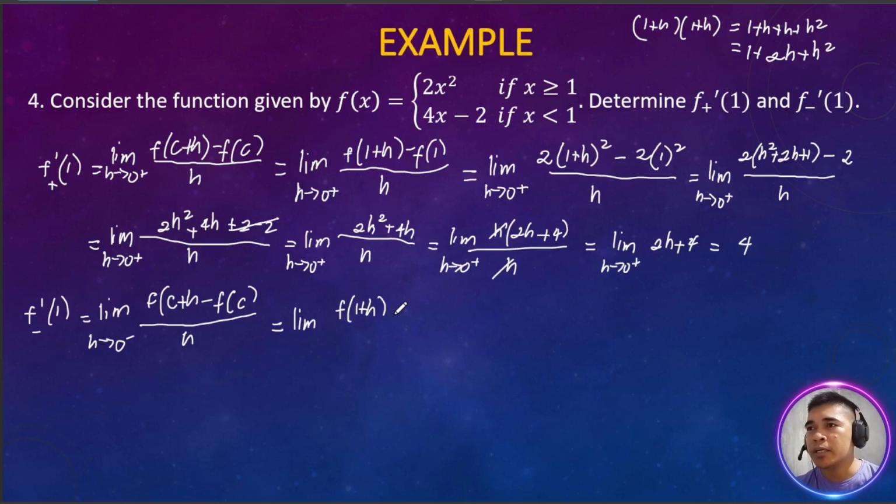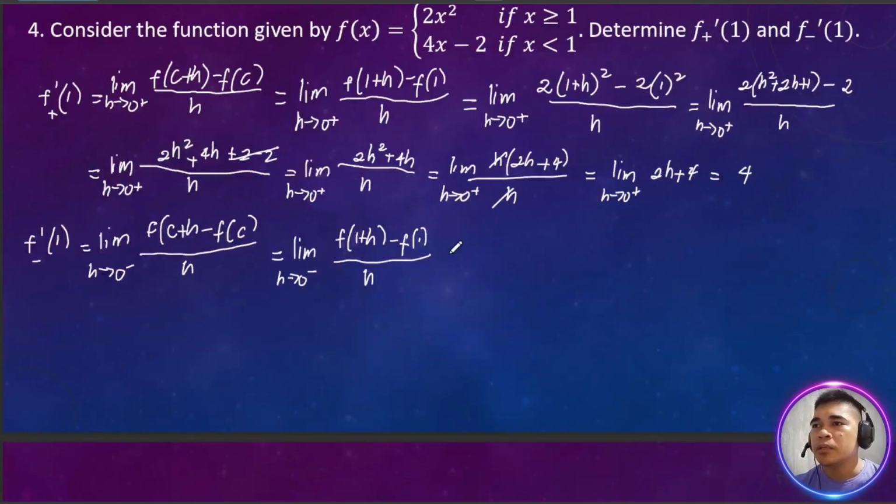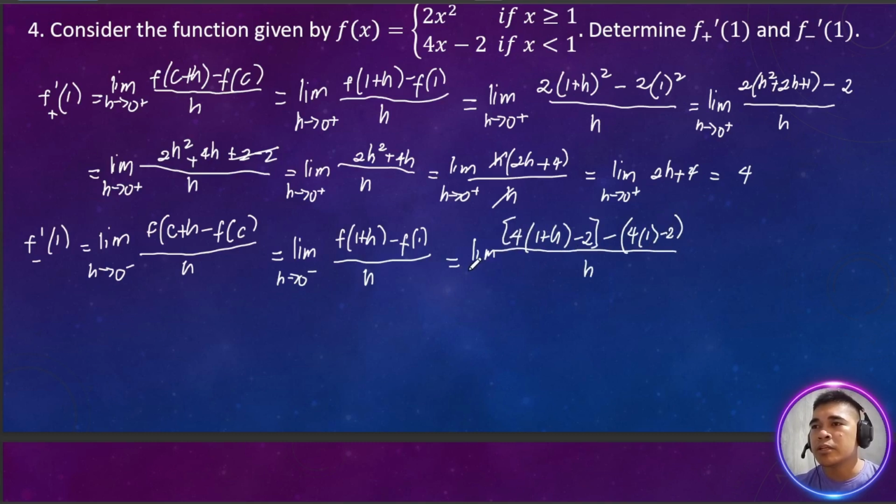So f of 1 plus h minus f of 1 over h as h approaches 0 from the left. So what we use is the second one, 4x minus 2. So 4 times 1 plus h minus 2, minus 4 times 1 minus 2, as h approaches 0 from the left.